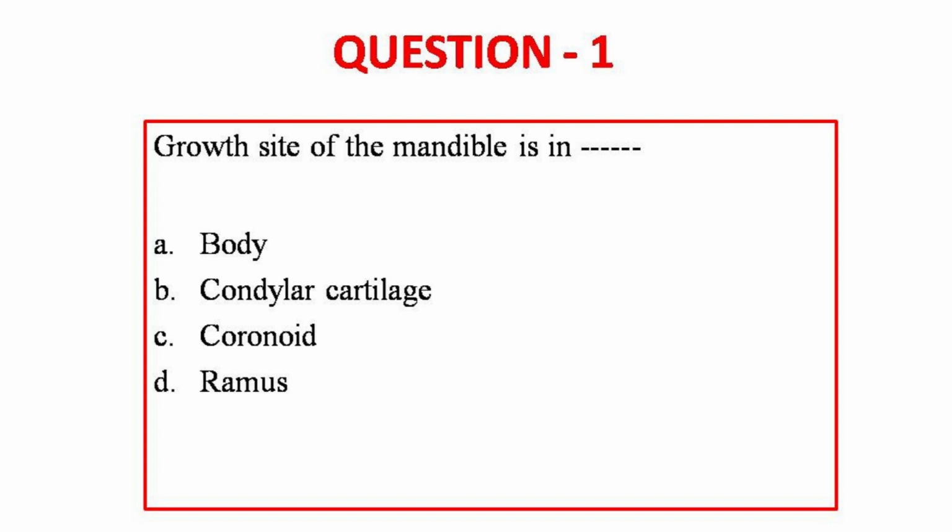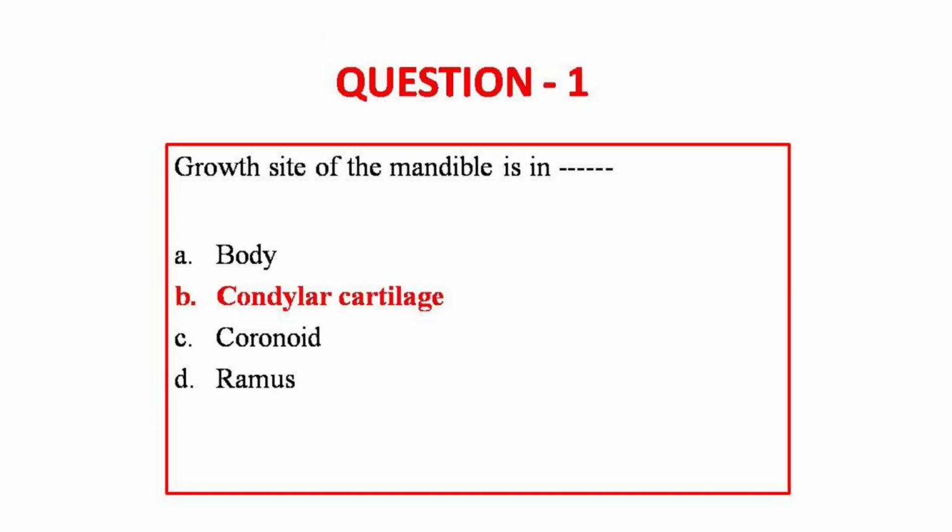Growth site of the mandible is in, they've given 4 options: body, condylar cartilage, coronoid and ramus. The answer to this question is the condylar cartilage. So if you see, the growth sites are growth fields having special roles in the growth of particular parts of the bone. Like even the maxillary tuberosity is considered as a growth field. So mandibular condyle, sutures, alveolar process, all these fall into the growth sites.